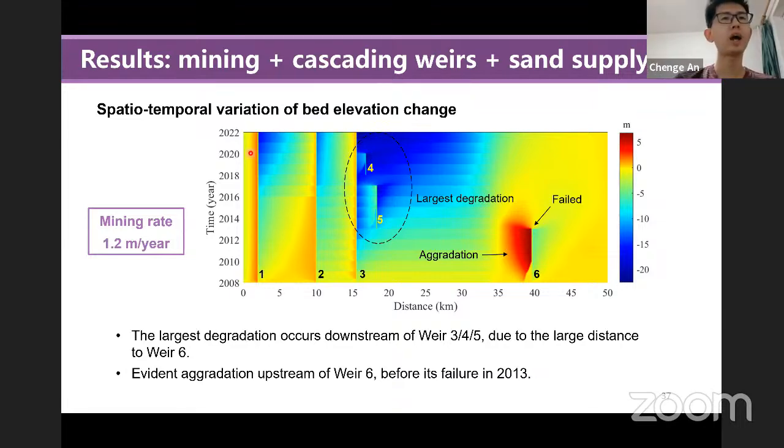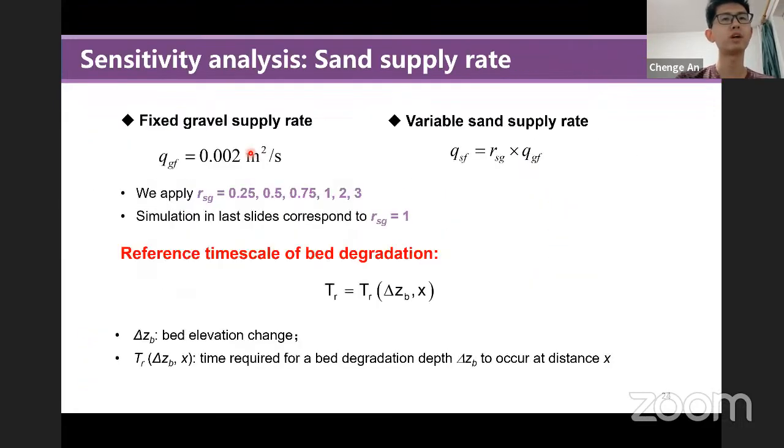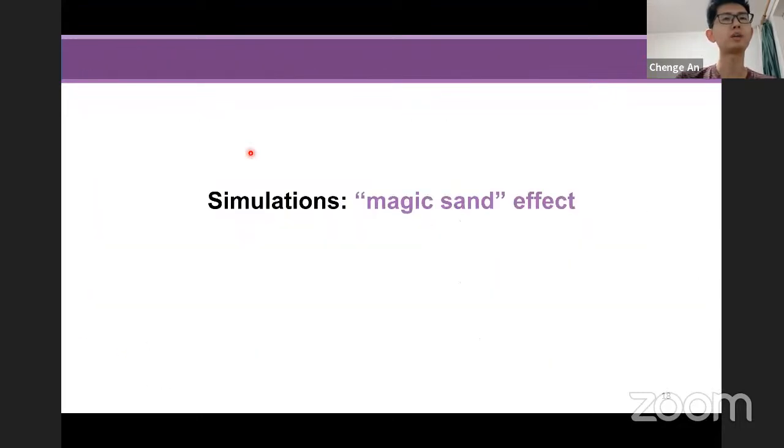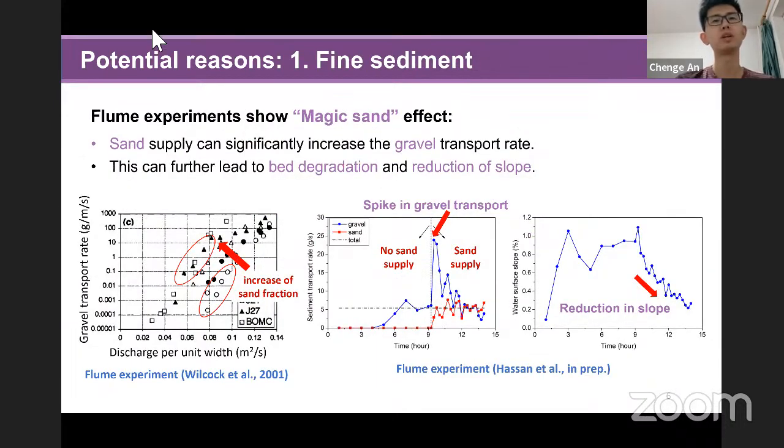Let me see. I cannot remember very clearly the experiment of Wilcock, but in the experiment of Hassan, because I participated in that experiment, I can explain what we did. In the middle and the right figures, we start the experiment with only gravel supply and gravel bed, and we run the experiment into equilibrium, and then we start to feed the sediment from the upstream. In some cases we feed both gravel and sand, and in some cases we feed only sand and we stop the gravel.